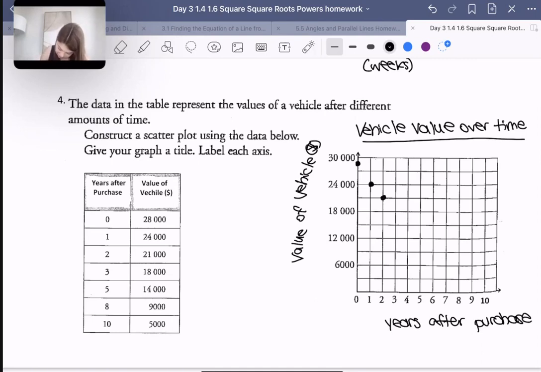3 would be 18. 5 would be 14. 8 would be $9,000. And then 10 would be $5,000, a little less than 6,000. Awesome. All right, well, there we have it.